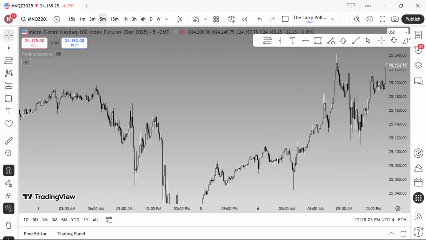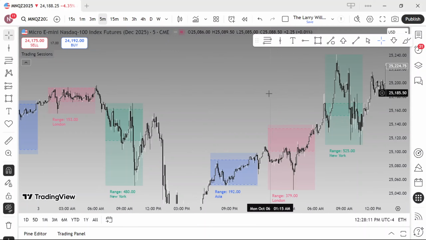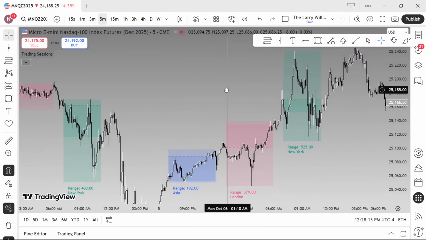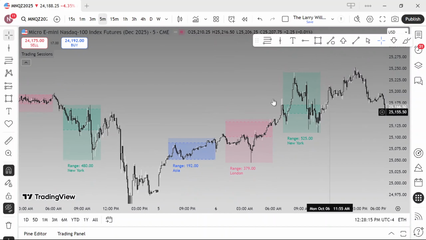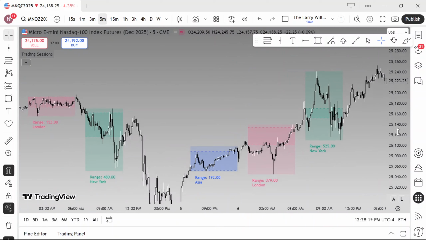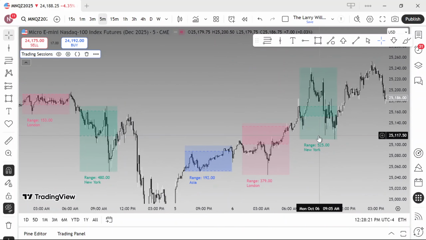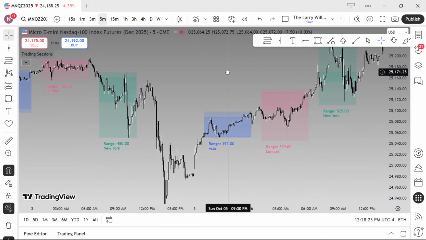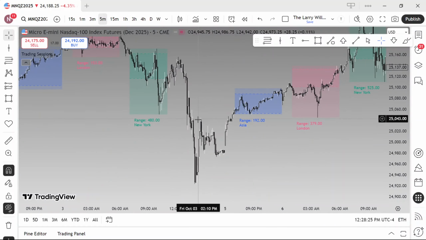So in today's video, I'll be going over how I use the ICT CBDR, the central bank dealing range, as it's also known. So firstly, I'll start off with explaining how I incorporate time and price into using that, because otherwise it's just a bunch of standard deviation levels. So first, I'll go over what the CBDR is.